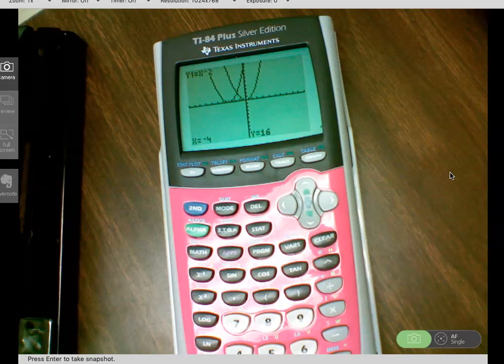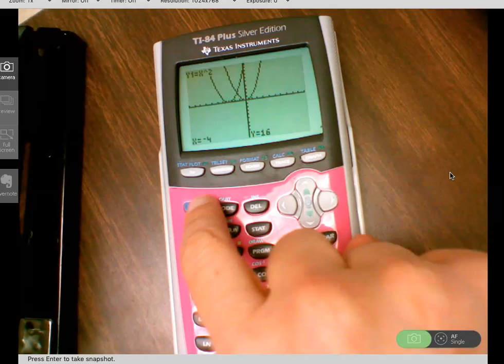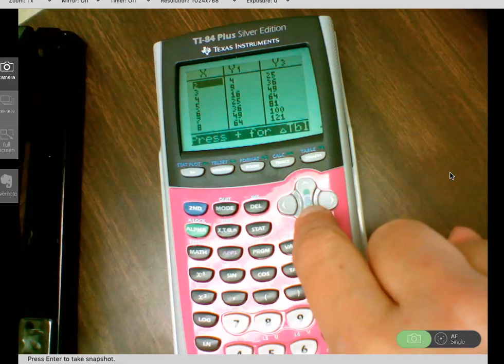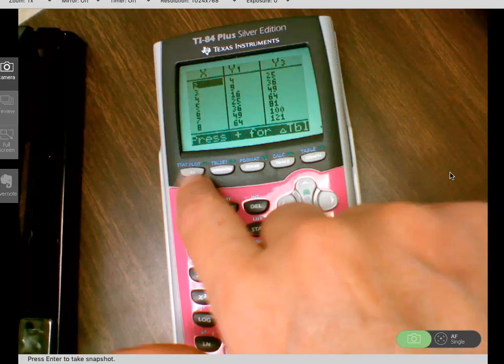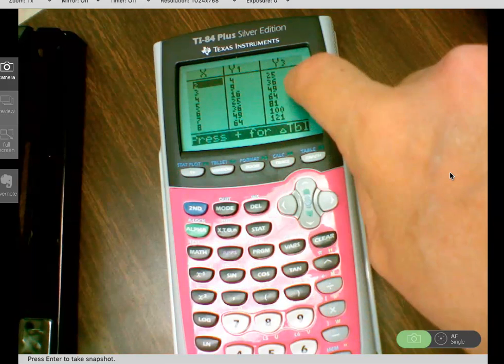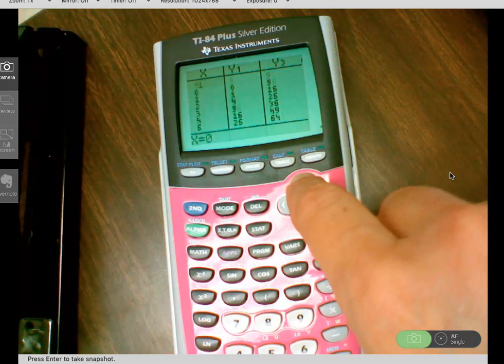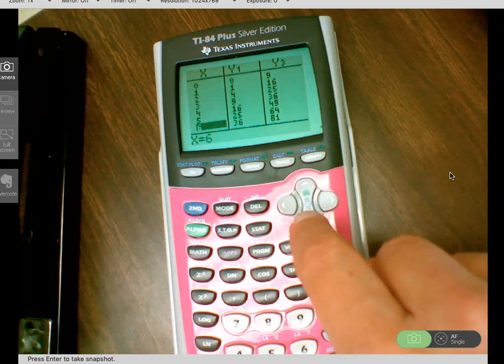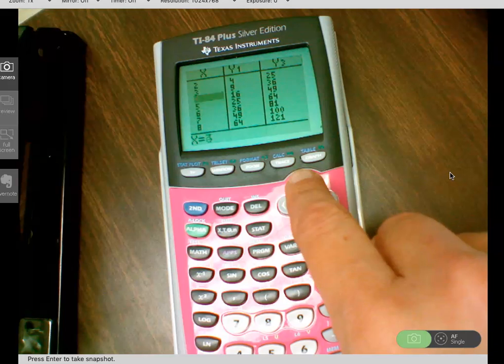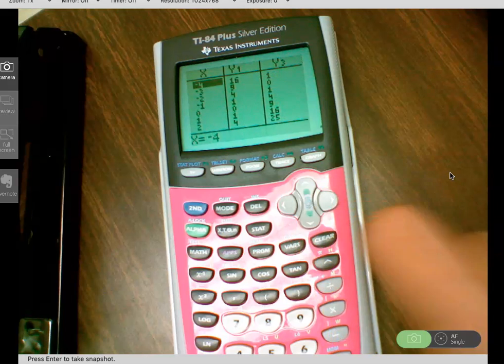So that's what trace does. Just type in any x value and it gives you the y value. The last thing that I'm going to show you is if you want a table. It's only going to give you tables for the ones that I've highlighted on my y equals. So I only have y1 and y3. But this table gives you the y values for every x value integer, in case you ever wanted a table.